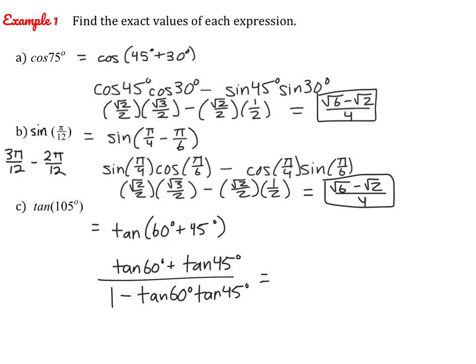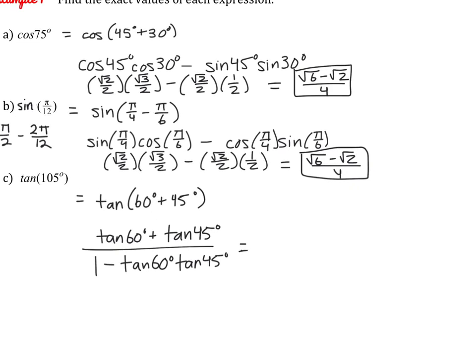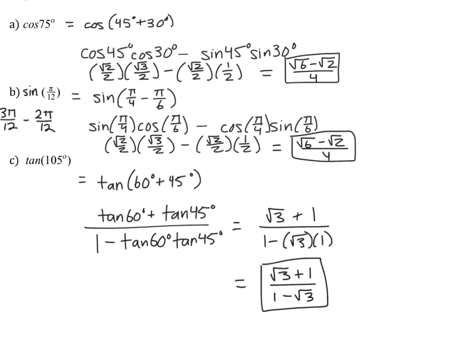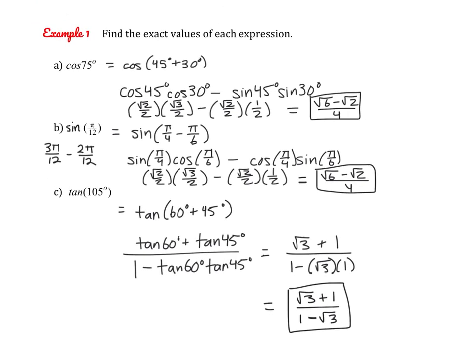Okay, so now we need to just evaluate the individual expressions. So the tangent of 60 degrees is root 3. Tangent of 45 is my favorite one because it's just equal to 1. And then we have 1 minus root 3 times 1. And so here, that just gives us root 3 plus 1 over 1 minus root 3. And this is fine. For these, you don't need to worry about rationalizing your denominator. We can leave our answer just like this. Do note, though, sometimes you end up with a complex rational expression. In that case, you'll probably want to clear the complex rational expression by multiplying by the LCD.